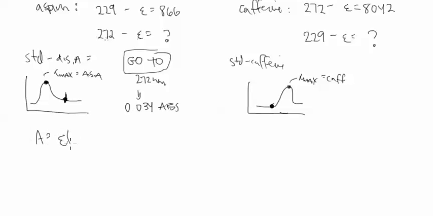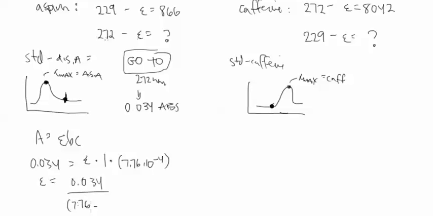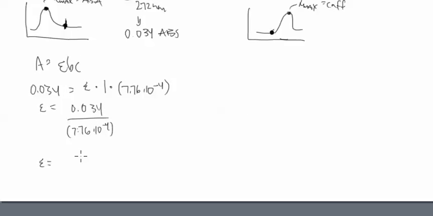Okay, well, if I need to calculate molar absorptivity, that's Beer's law. I just found out the absorbance of my aspirin standard, 0.034. I need to calculate the molar absorptivity, so that stands as E. B is the path length of 1, and C is the concentration that I made. And the concentration that I made of this standard, again, was 7.76 times 10 to the negative 4th. So to calculate molar absorptivity, I take 0.034 and I divide it by 7.76 times 10 to the negative 4th. And when I do that, my calculated molar absorptivity is going to be 44.